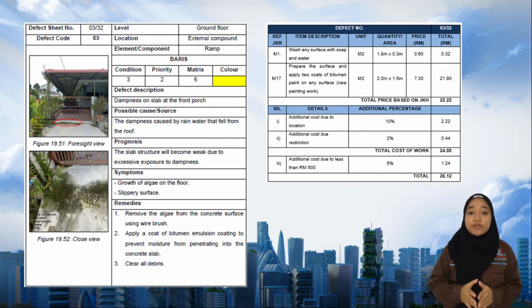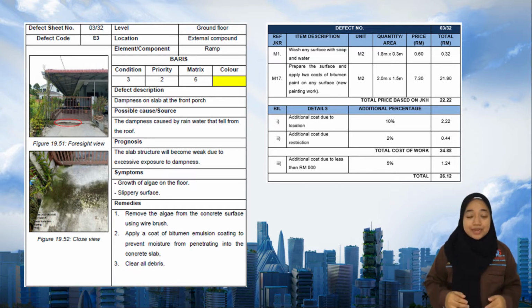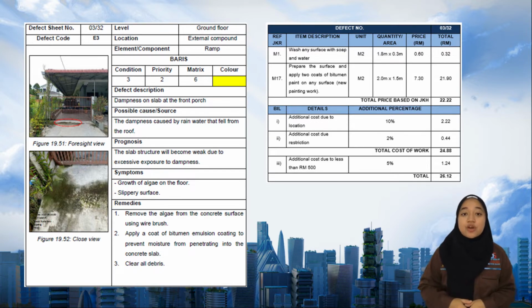The condition of this defect is major repair, while the priority is minor defect but can lead to serious defect if left unattended. So, as the remedies, I suggest to remove algae from the concrete surface using wire brush first and then apply a coat of bitumen emulsion coating to prevent moisture from penetrating into the concrete slab. So, the costing for this defect is only RM26.12.